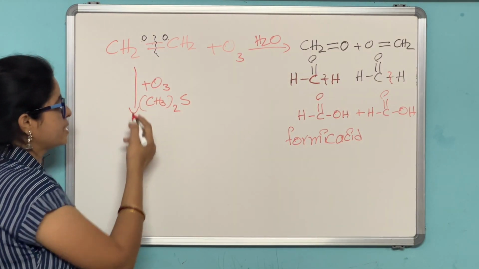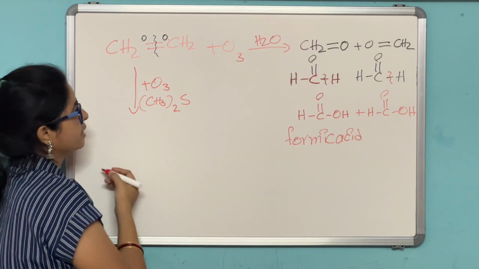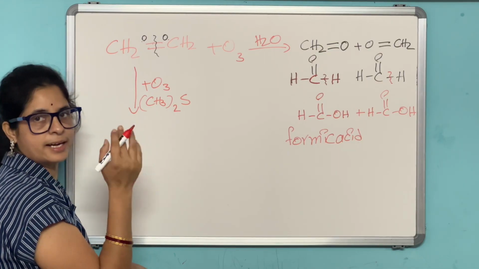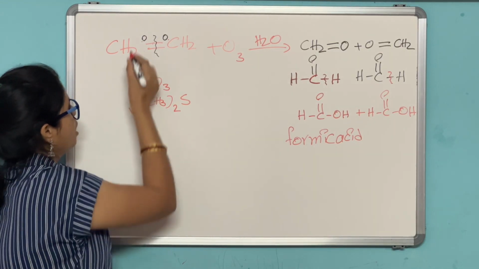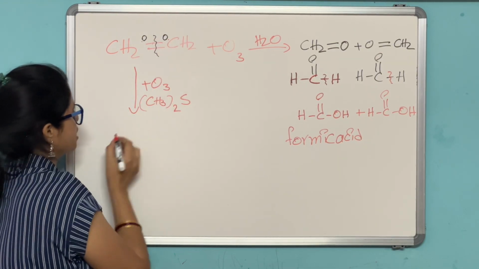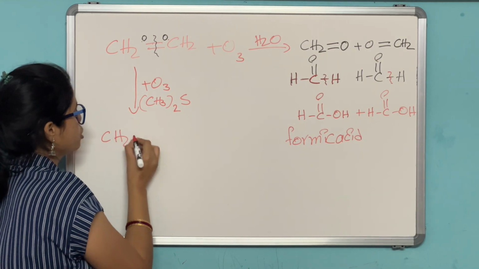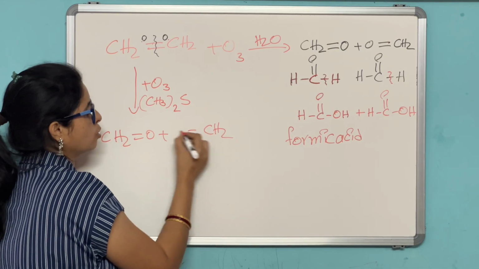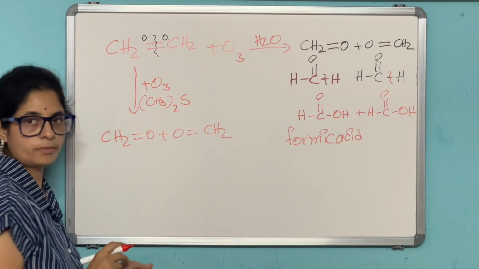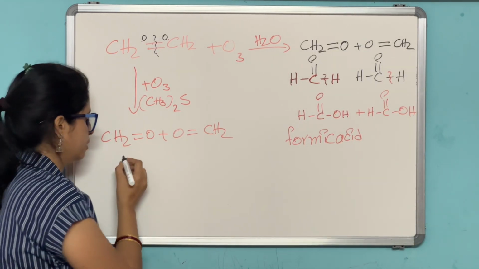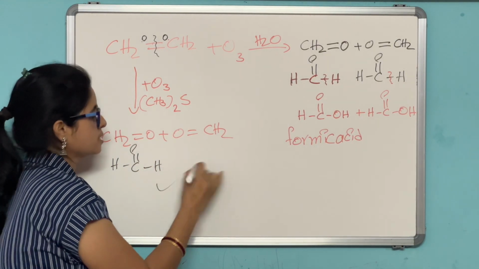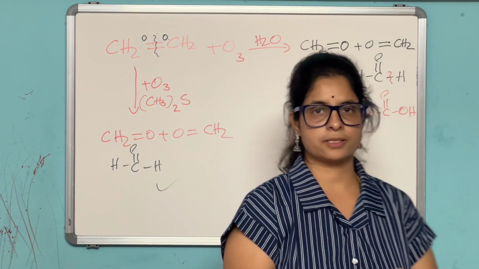Next, what will you get under the reduction conditions? Here always the products are aldehydes and ketones. So one oxygen here and another oxygen here. So this will be CH2 double bond O plus CH2 double bond O. So 2 moles of formaldehyde, HC double bond O H.